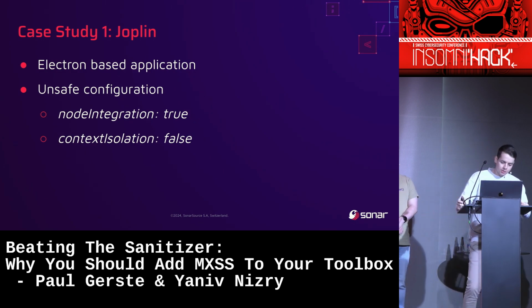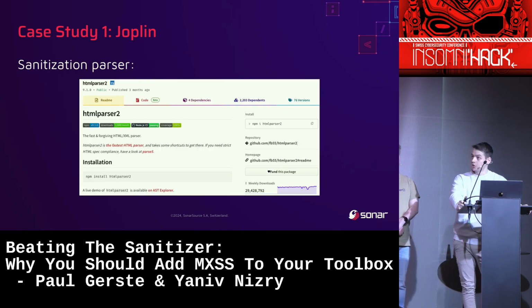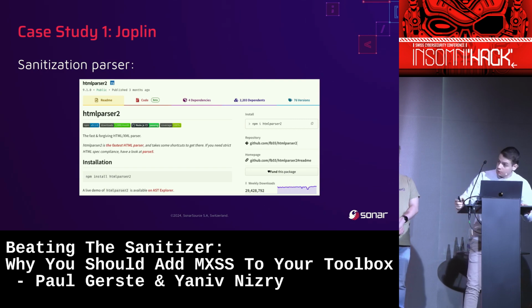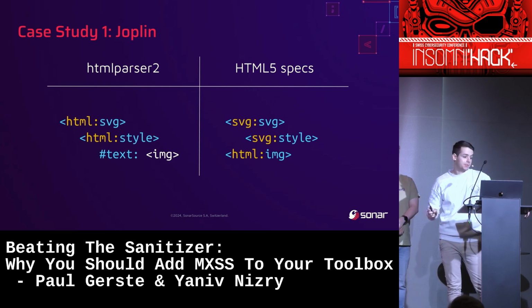Now, the problem with Joplin is that when they sanitize, they use the HTML parser too. So for those of you in the back that cannot read, they write themselves in the description: if you need a strict HTML spec compliant parser, have a look at parse5. So they even say they're not spec compliant, just a fast parser. And in fact, it was pretty easy to understand what they mean by that. They basically don't support foreign namespaces.